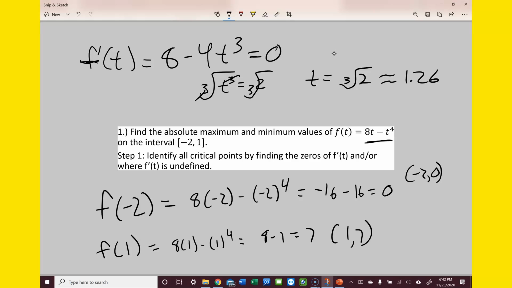So that means which is the highest point? The highest point would be 1, 7. So that means that is a what? That is an absolute maximum on that interval. And what about this one? Well, that's the lowest point. So that is the absolute minimum on that interval.